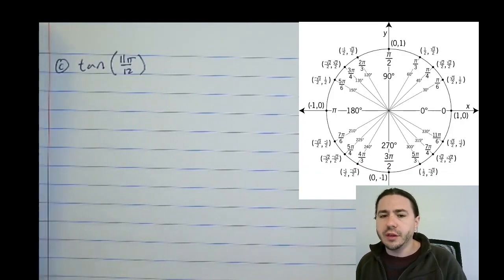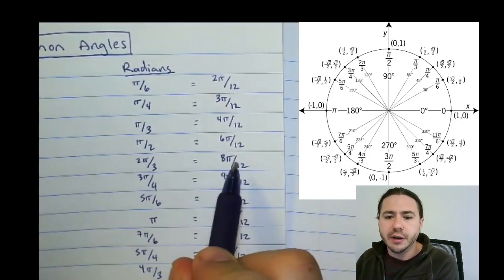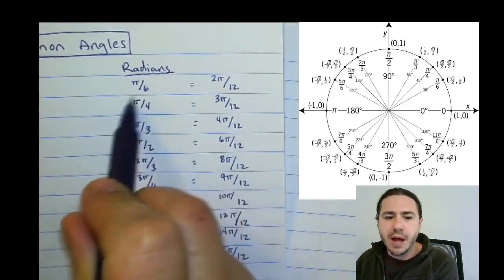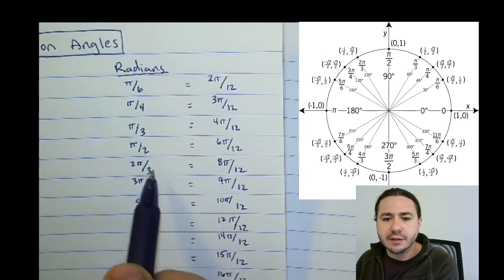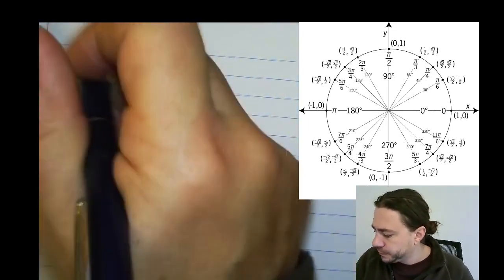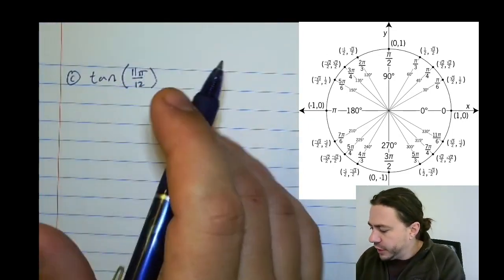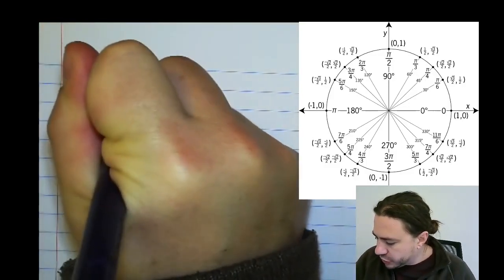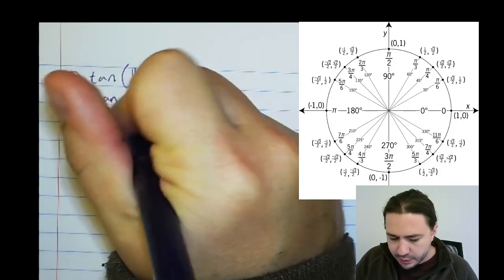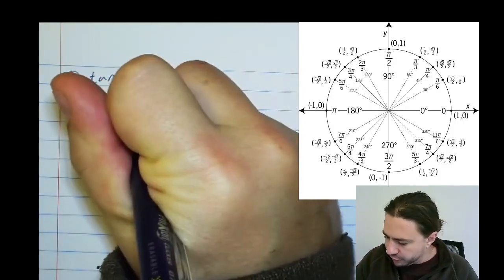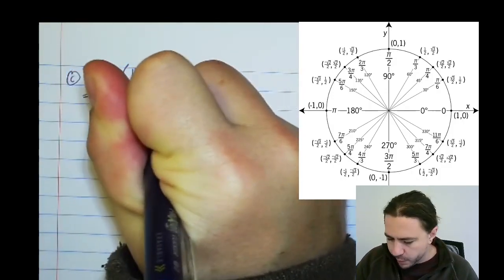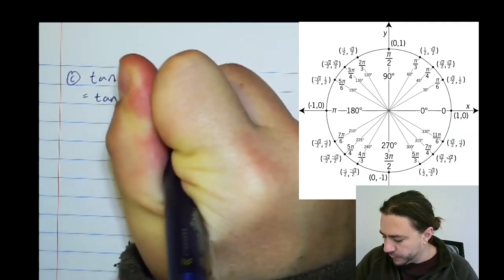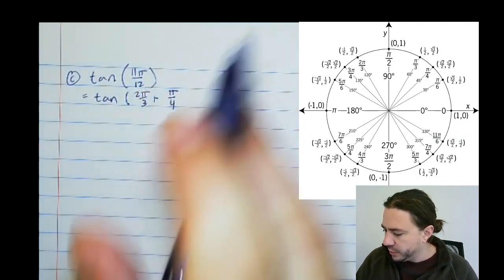So I'm going to go with the 8 plus 3, right? 8 pi over 12 plus 3 pi over 12. So that's going to be pi over 4 plus 2 pi over 3. So tangent of 11 pi over 12 is going to equal tangent of, what did I say, 2 pi over 3 plus pi over 4. So that's the 8 pi over 12 plus 3 pi over 12.